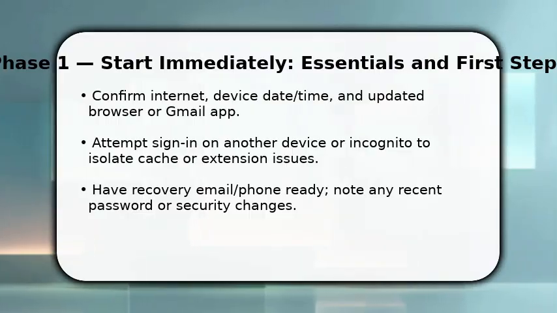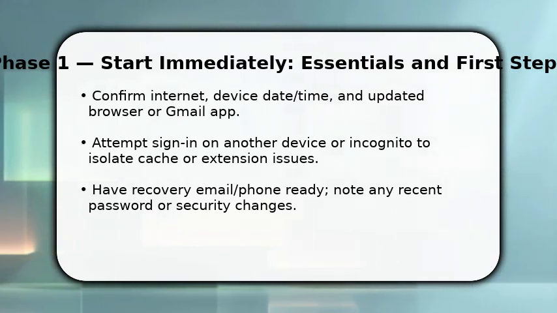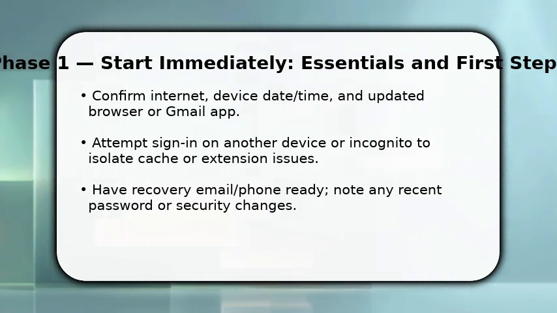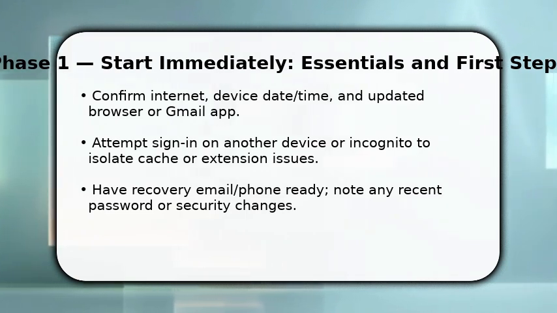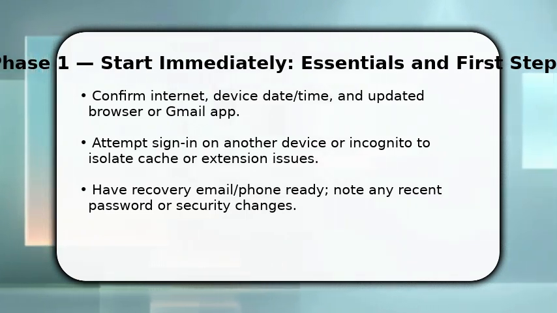You start by eliminating simple blockers. Confirm your internet connection and the device clock, because mismatched time can break sign-in tokens. Once done, update the Gmail app or your browser and try signing in via an incognito tab. This removes cache and extension interference.